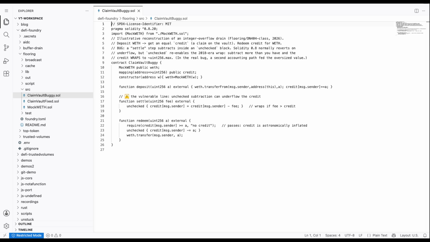Here's the vulnerable vault. You deposit, you get an equal credit, a claim on the vault's funds. This settle function subtracts a fee from your credit, and look, it's wrapped in unchecked. That single keyword switches off the underflow protection. If the fee is bigger than your credit, this line wraps your credit to that astronomical number.